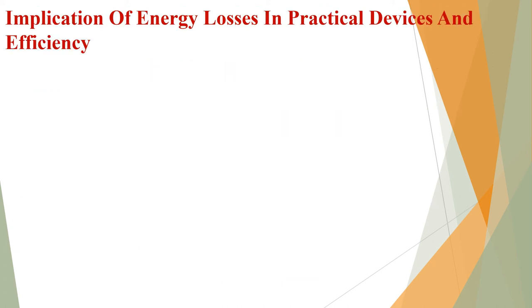Efficiency of a machine tells how efficient that machine is, or how much input work done is converted into output work done by the help of that machine. In an ideal machine, efficiency is 100%. Input work done is completely converted into output work done. The energy provided as input is completely converted into output. But in practical devices, it is impossible, and there are some energy losses.